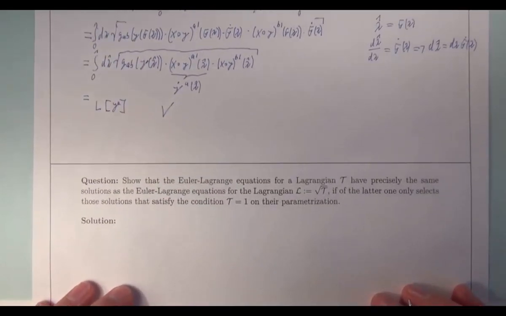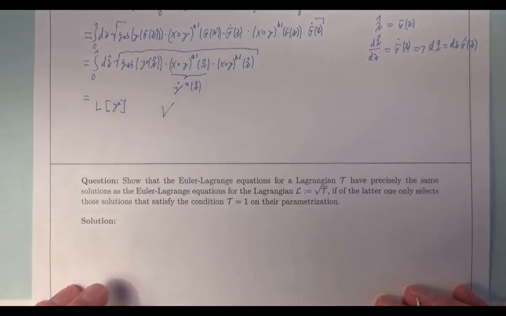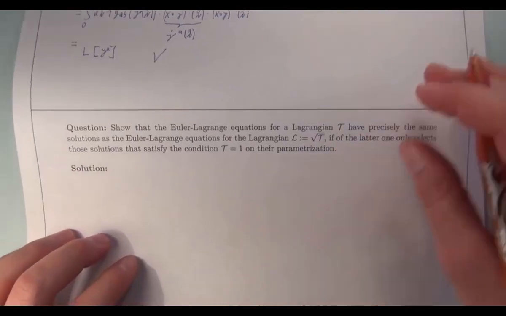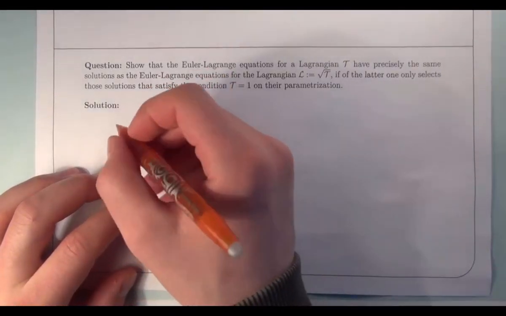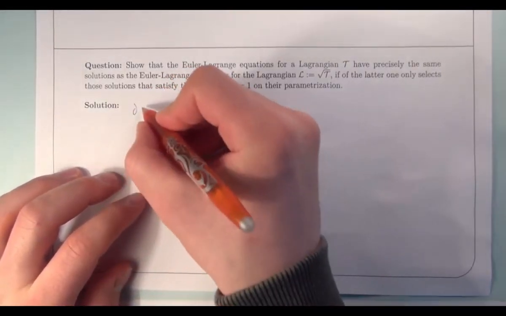Question 2. Show that the Euler-Lagrange equations for the Lagrangian T have precisely the same solutions as the Euler-Lagrange equations for the Lagrangian L, which is defined as the square root of T, if of the latter one only selects those solutions that satisfy the condition T equals 1 on their parametrization. Okay, we will just calculate this. I think you all know how the Euler-Lagrange equations look like.